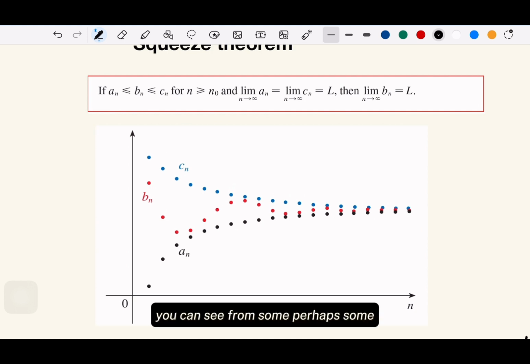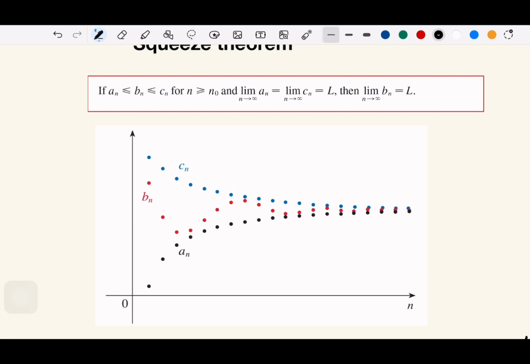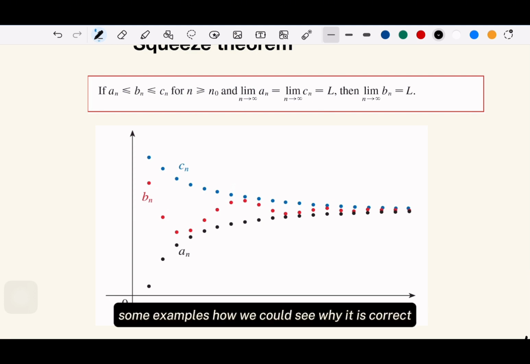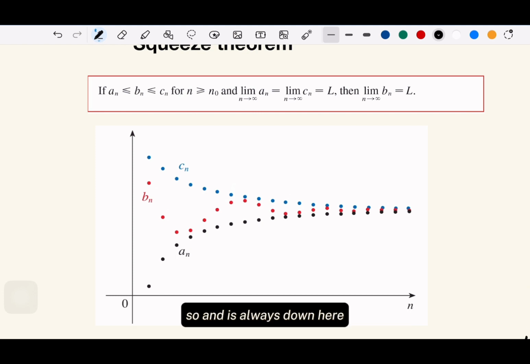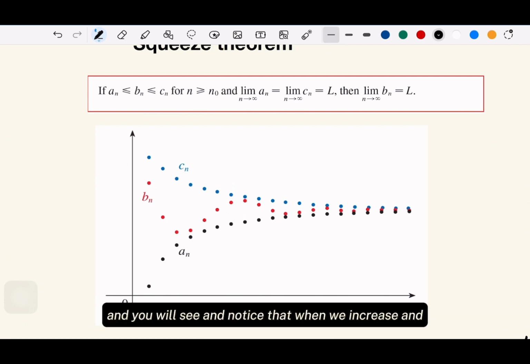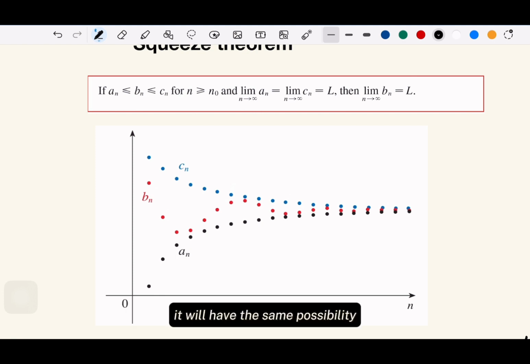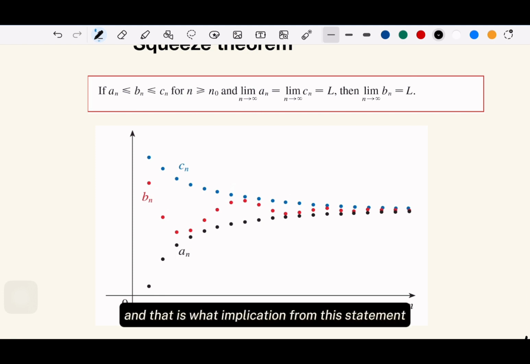You can see from perhaps some examples how we could see why it is correct. So a_n is always down here, and c_n is up here, and in between is b_n. And you will notice that when we increase n, we will have the same consistency here, and that is the implication of this statement.